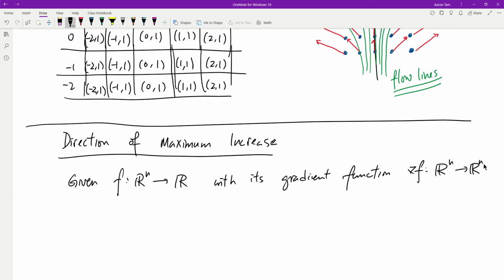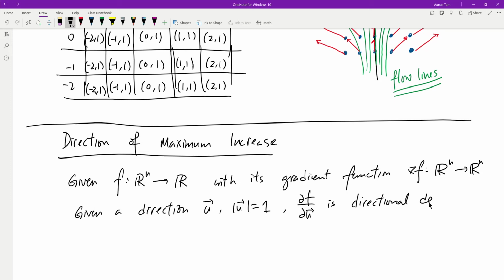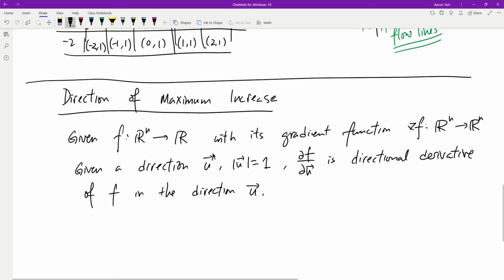Now imagine the following. Imagine we're given a direction. Given a direction vector u, with the length of vector u equal to 1. We can then define df over d vector u, which is basically what we call the directional derivative of f in the direction u. We learned this in chapter 5. Now I did try to explain to you what it is, so let's recap what it means.